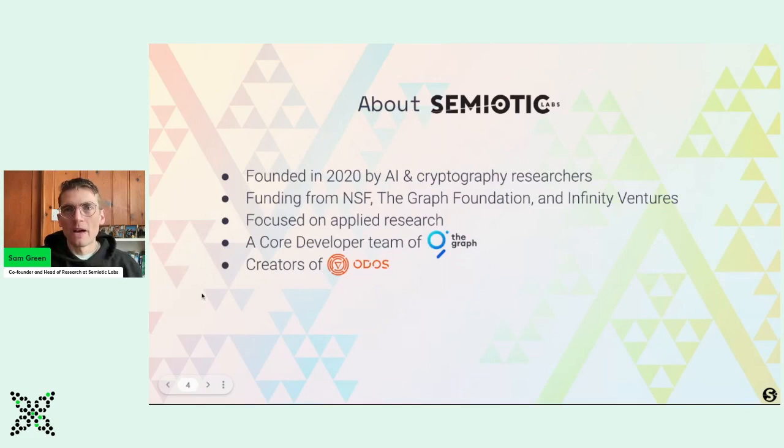Semiotic was founded in 2020 by AI and cryptography researchers. We've received funding from the National Science Foundation. We're in the US, the Graph Foundation, and Infinity Ventures. We're focused on applied research, and we are a core developer team of the Graph protocol, where we focus on AI and cryptography. And we are also the creators of Odos, which is a smart order router.